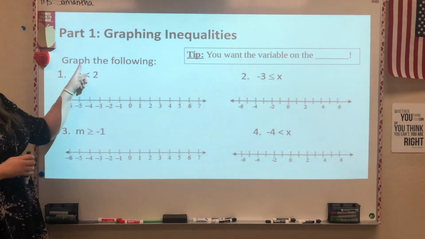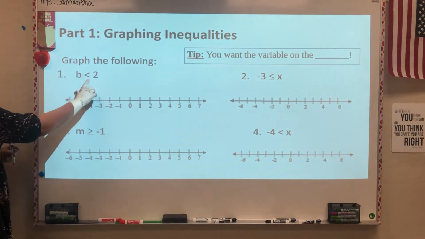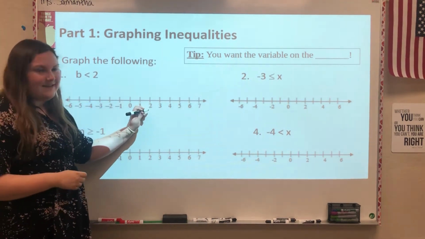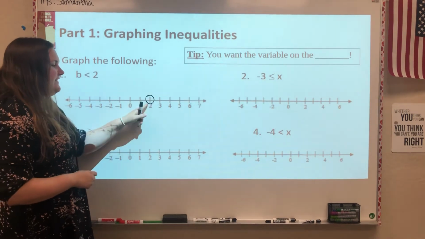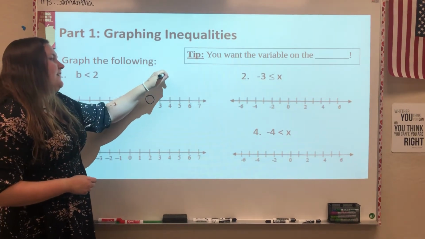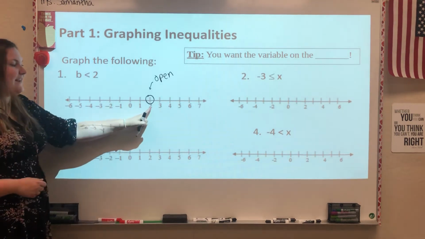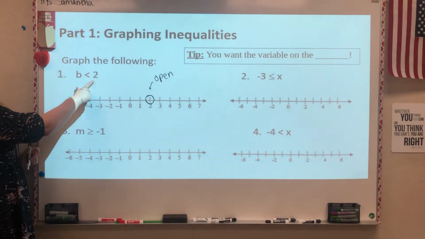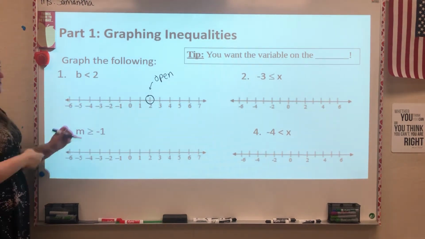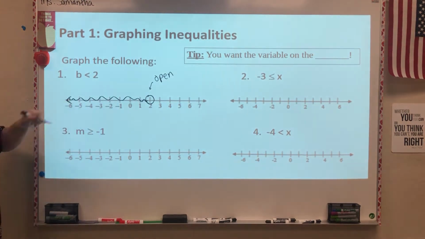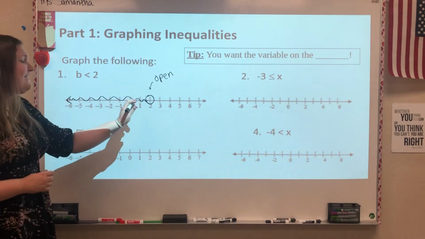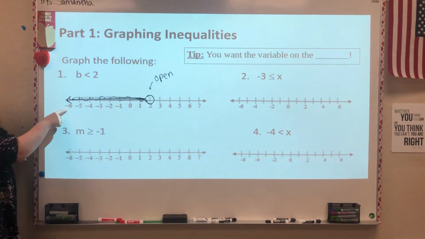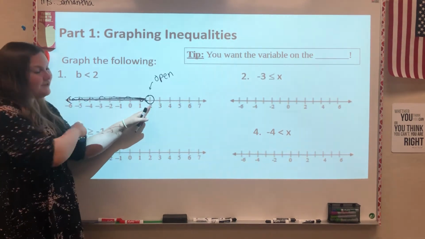One thing you could be asked to do is graph these. I wanted to graph b is less than 2. I want to start by going to the 2. Because 2 is not less than 2, we use a circle like this. We call this an open circle, meaning that I'm not including 2 in my answer. And then I want to shade all the numbers that are less than 2, so I would be shading this direction. You can do a wiggly line like that, you can just color it in like this, but this is showing that these are all the numbers that are less than 2, and I've got an open circle because 2 is not less than 2.